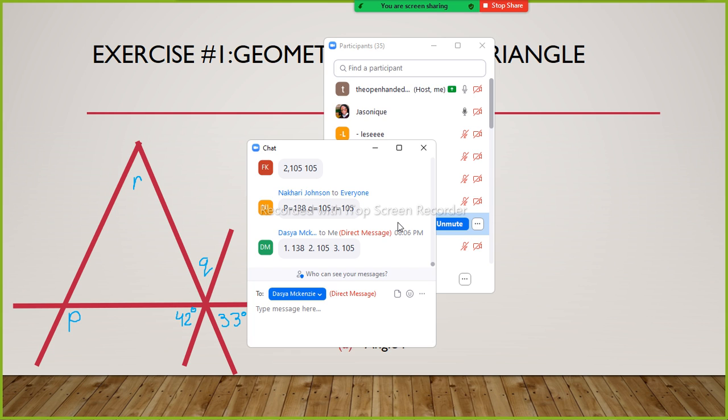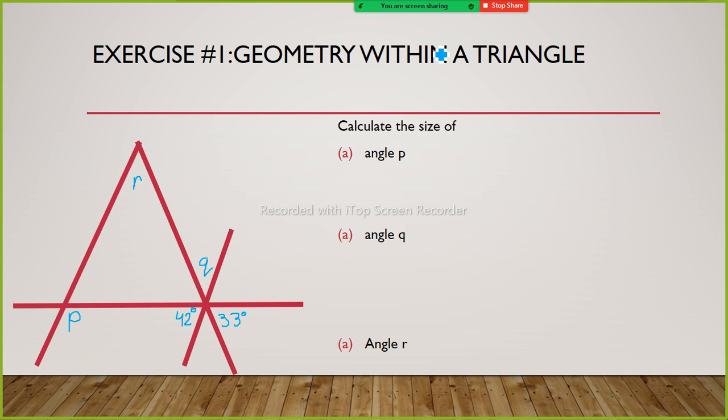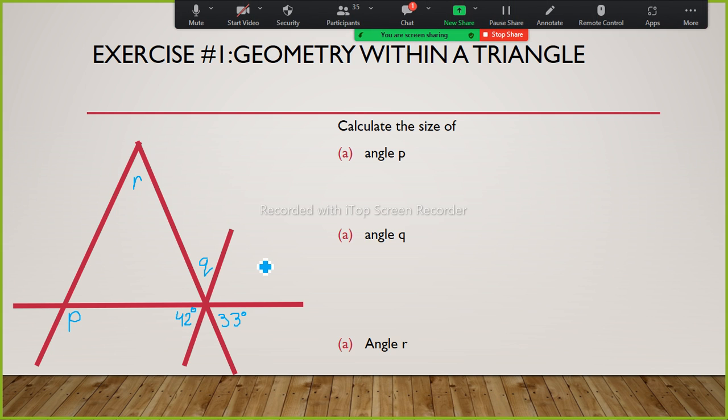But on a serious note, though, to the question, Mr. P, I have a question. Go ahead. So we'll see for angle R. Yes. So you have 180 minus 42 plus 33, right? Not 33. I mean like 180 minus the answer minus the next number. What is that next number?